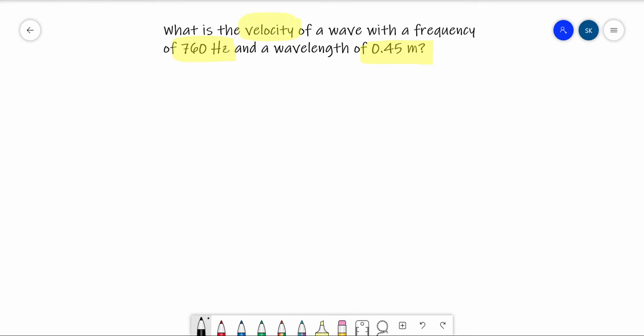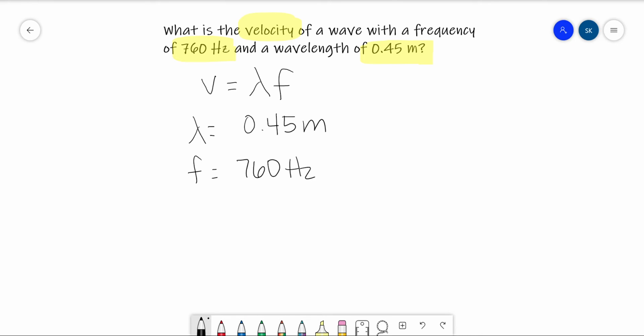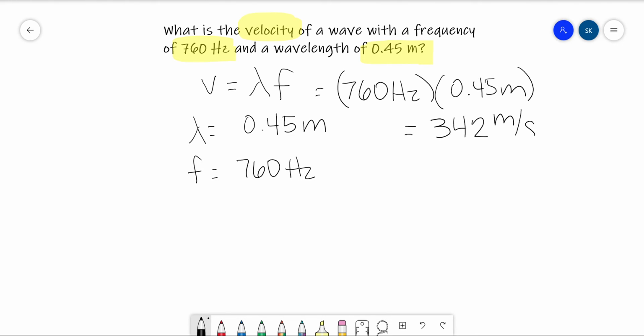So our equation is v, which is velocity or speed. You'll see them interchanged in this particular case, equals lambda times frequency. Lambda is our wavelength, which is 0.45 meters. Our frequency is 760 hertz. If I plug all of these in and then multiply, you end up getting 342 meters per second as your velocity or speed.